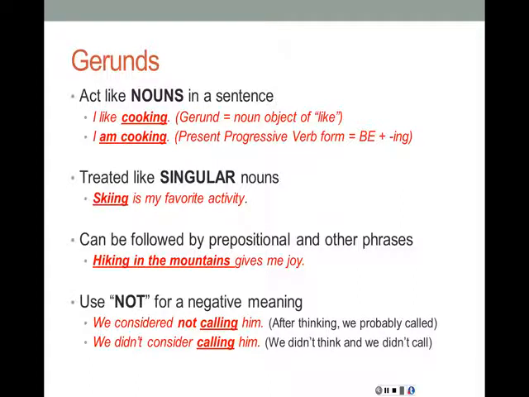For example, in the first example, I like cooking. Cooking is the object of I like. It tells us what I like. Whereas I am cooking is actually the present progressive verb form be and ing. There is no object in this sentence.